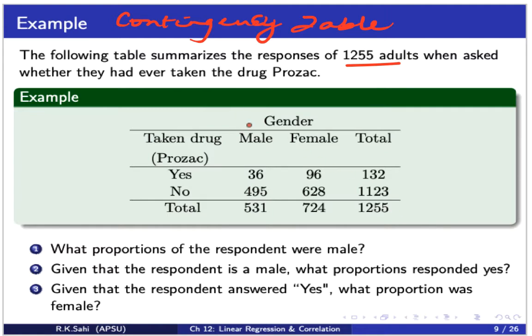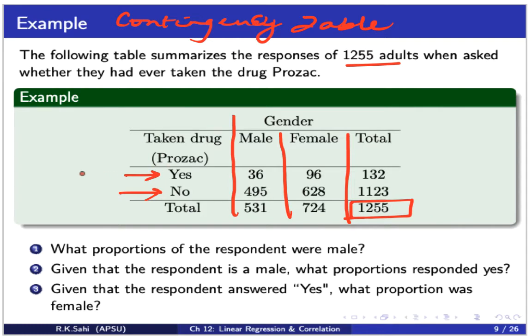So the gender is being represented by the second column and the third column. One column is for males, the other is for females. Of taking of the drug, the Prozac or whatever you pronounce it, yes is the second row and no is the third row. And finally are the totals. So 531 are all the males, females are 724. So the total number of observations, of the data entries in this study, is 1255.